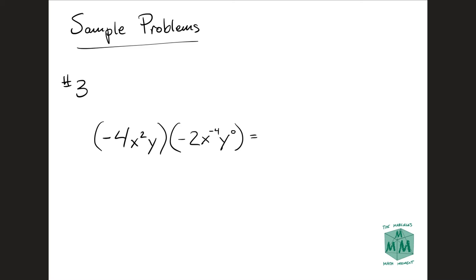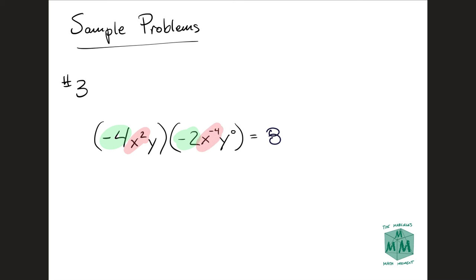I'm going to do this one similarly, but I'm not going to write it out this time. I'm just going to quickly say I have two coefficients here. -4 times -2, that's +8, so we're done there. I have x squared.